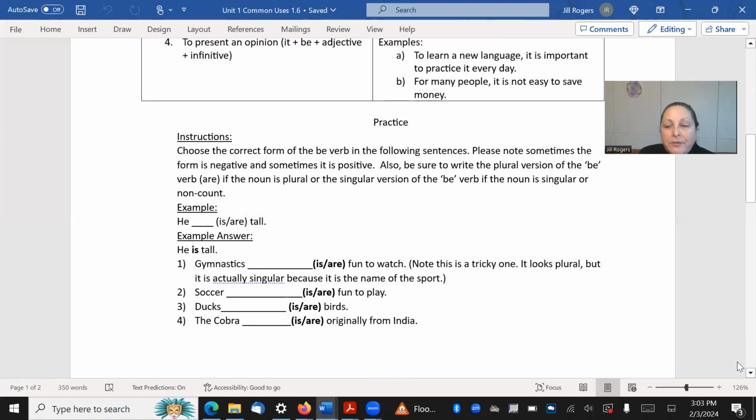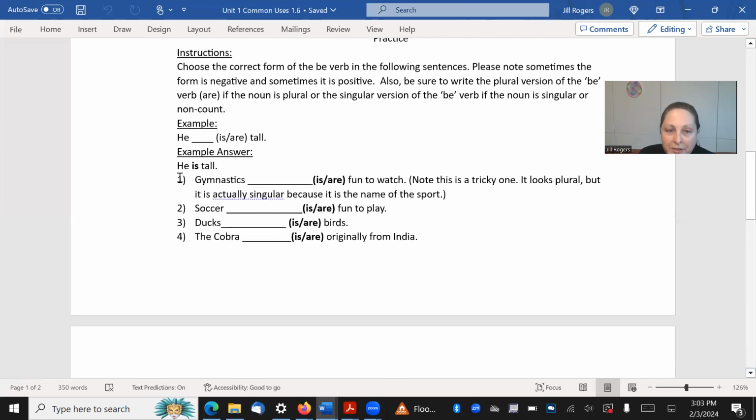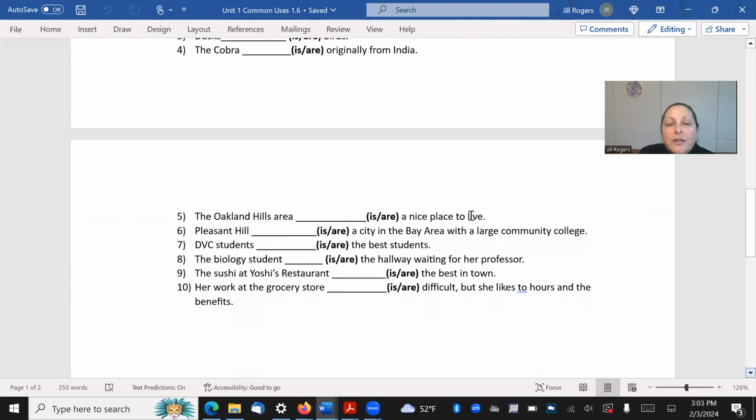Okay, now for the very first example, exercise, question number one, or sentence actually. This is a trick question I gave some notes. So please read that note. Okay. Remember, sports are usually singular. Okay. So we have gymnastics, soccer, etc. Okay. So that's what you have to do, and you have to ask yourself, is this singular or plural?